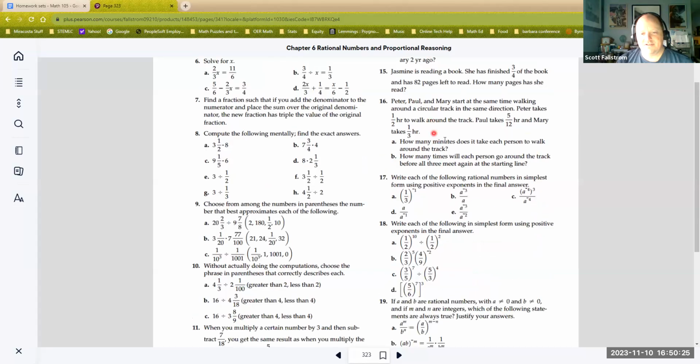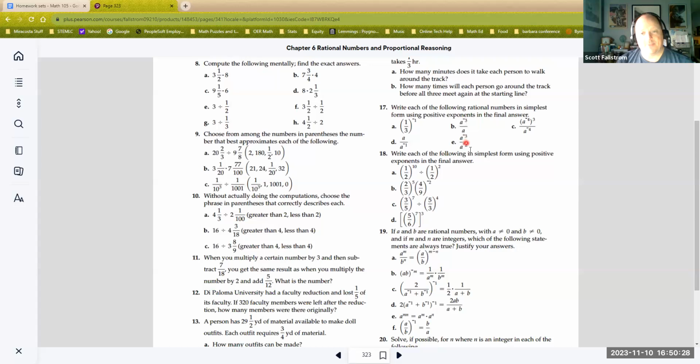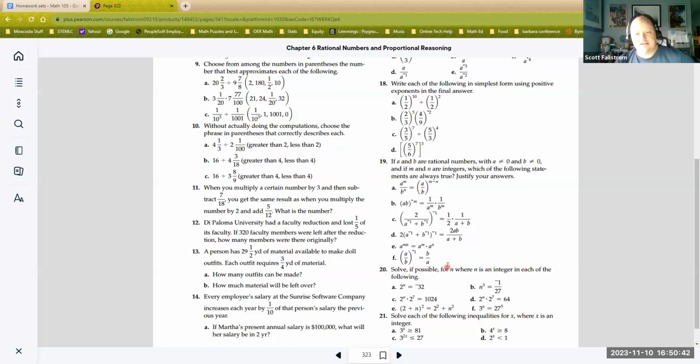Let's see, 16 I skipped. Then we're into exponents. So this is a great chance for you to practice your exponents. Write the following answers in simplest form with positive exponents. So if you have a negative exponent, remember you can rewrite that as the reciprocal. Very, very helpful. Question 19 is all about the same properties, but it's asking which of the following are true? So use that box from the book that listed all the properties and apply it here and say, which of these are actually true?